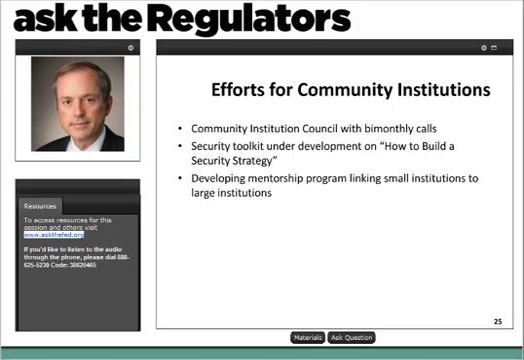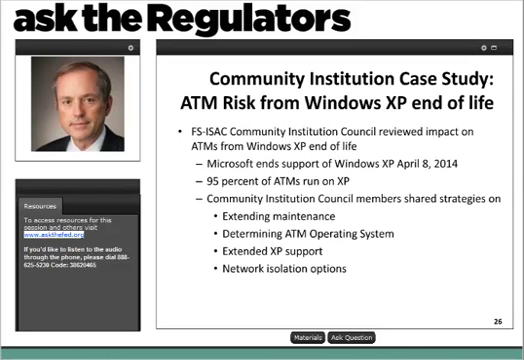by community institutions. As mentioned earlier, Microsoft had announced last year that they would no longer provide support for their Windows XP operating system effective April 8, 2014. Members of FFIEC's Community Institution Council started to review the impact this would have on ATMs as a result of this Windows XP end of life. The reason for this concern was due to the fact that 95% of ATM machines still run on XP.